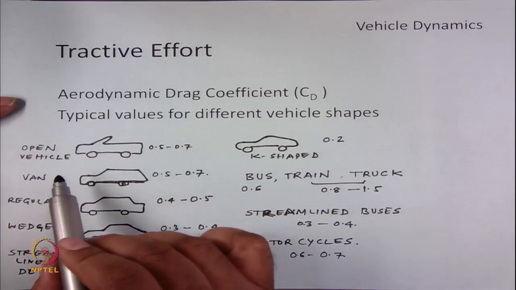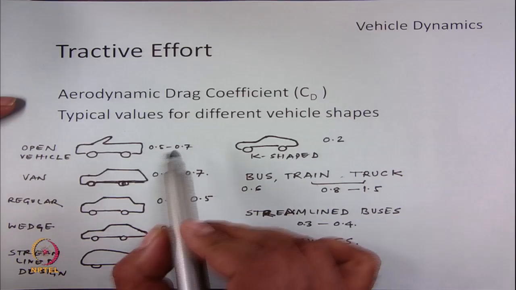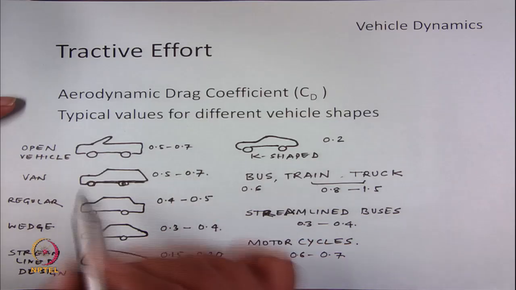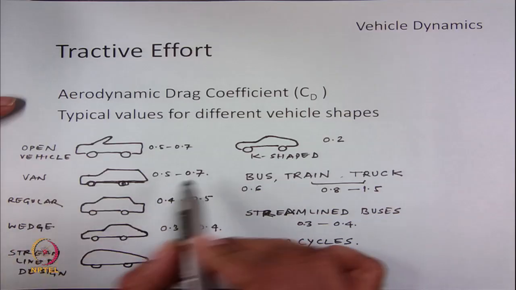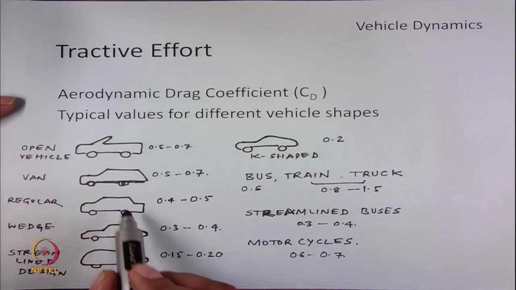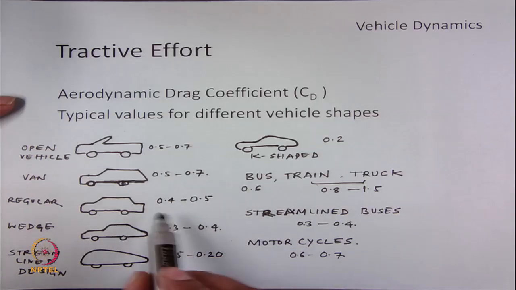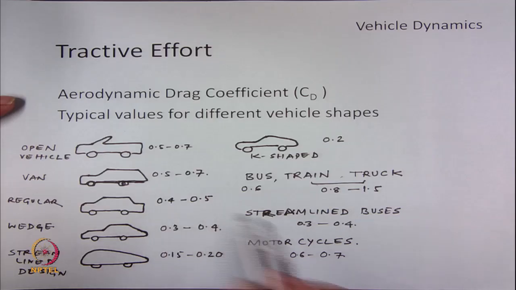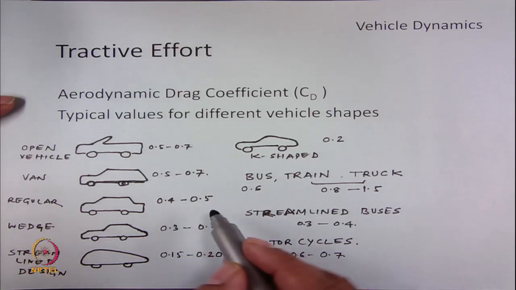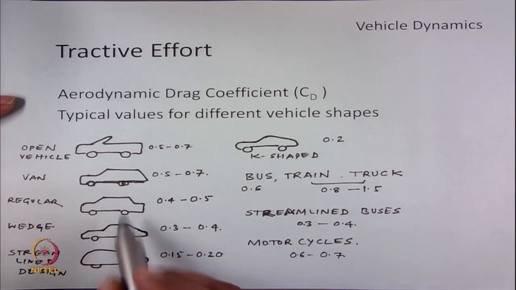So, if we are considering an open vehicle like this, it will have a high drag coefficient in the range of 0.5 to 0.7. Similarly, also for a van the range will be similar. For a regular vehicle which has a shape similar to this has slightly lesser drag coefficient which is the range of 0.4 to 0.5. In a wedge shaped vehicle, the drag coefficient can be further low in the range of 0.3 to 0.4. So, this is much better design compared to the regular vehicle.